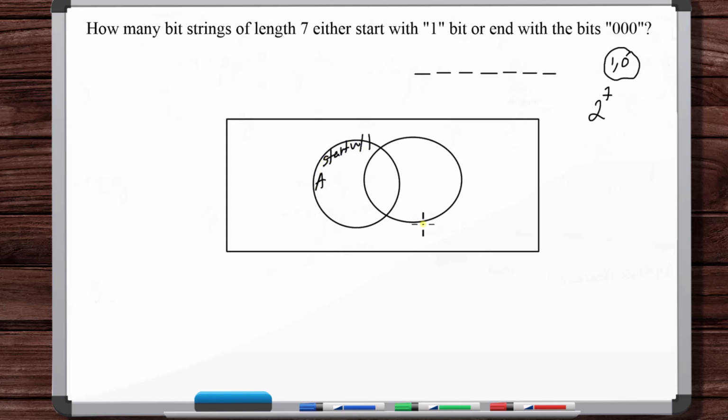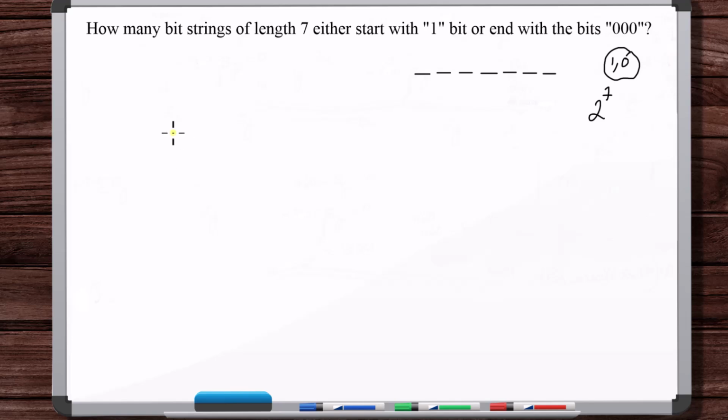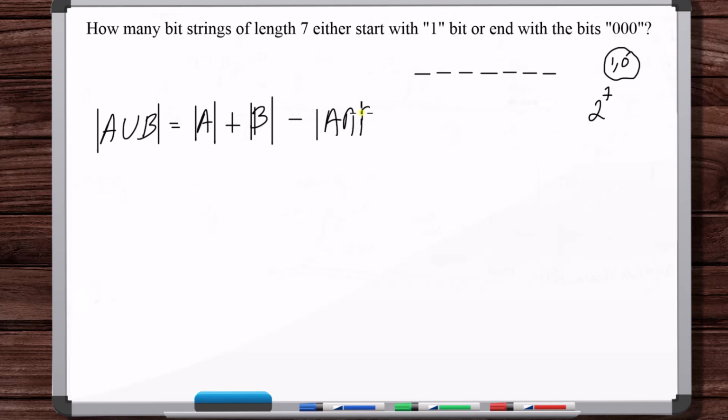So this is set A, and then the other is ending in 000. This is set B. So we're trying to get A union B. That's everything here, not including duplicates. So that's what we want, A union B. Okay, so we know that the number of elements in A union B is going to be the number of elements in A plus the number of elements in B minus the number of elements in A intersection B.